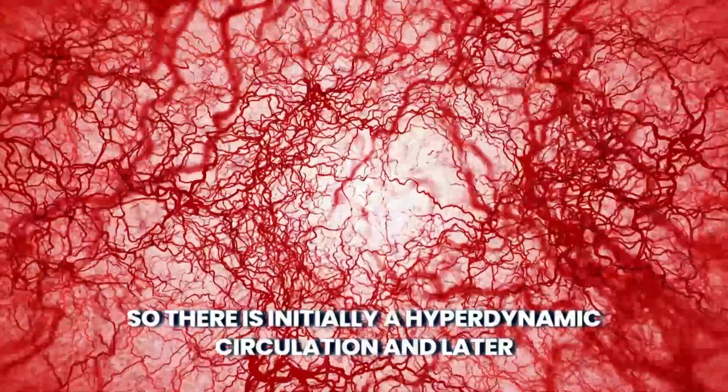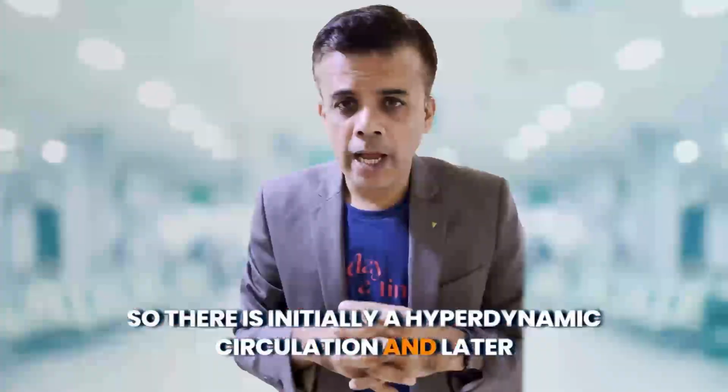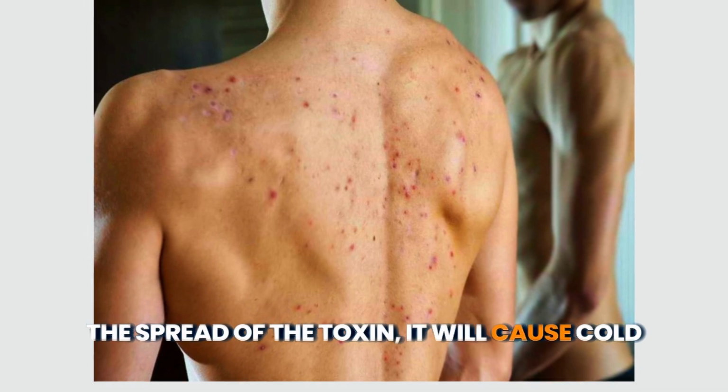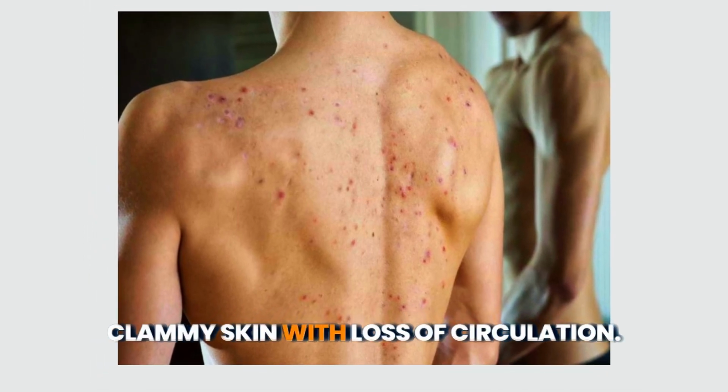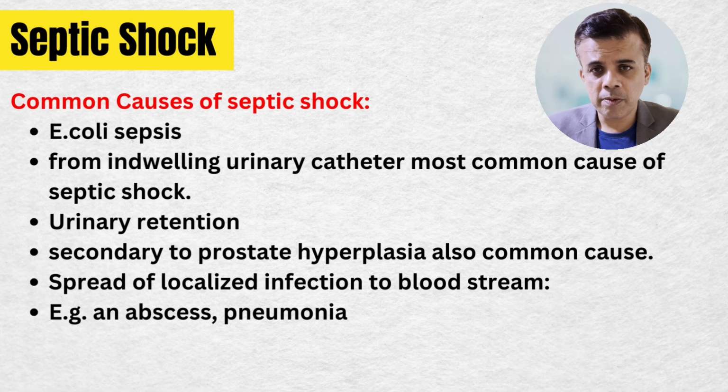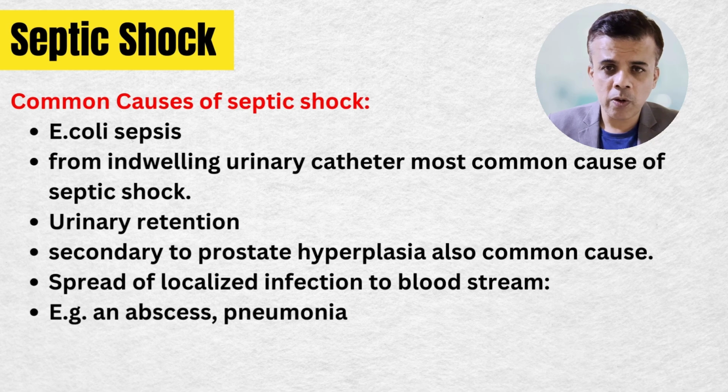So there is initially a hyperdynamic circulation, and later on, when there is widespread endothelial damage with the spread of the toxin, it will cause cold, clammy skin with loss of circulation. So the circulation may be hyperdynamic, then later on it collapses, and there will be warm skin initially, later on cold skin, and there will be hypoxia related tissue damage.